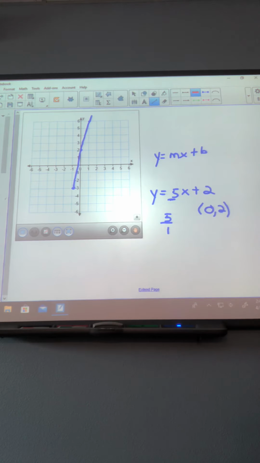Okay. All right, good. So let's look at number 7 on that sheet. And it says find the slope and the y-intercept from each equation.